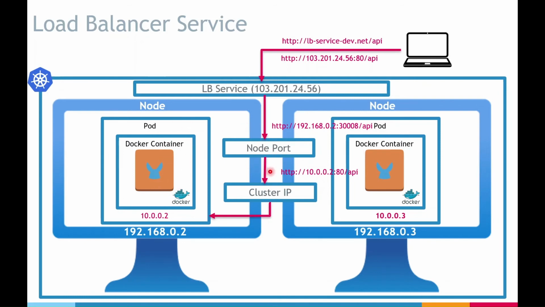Now the node port will forward to the cluster IP, because it eventually has to reach the pod, and this is the IP address of the pod. If there are multiple pods on the node, then based on its load balancing algorithm, it will select any one of them, but in this case we just have one pod. So it takes that IP 10.0.0.2 port 80 and eventually forwards that traffic to this particular pod. So this is how the overall flow of the load balancer service works.